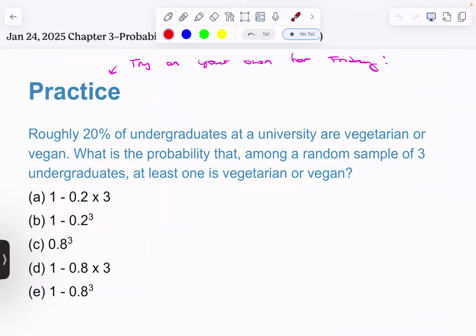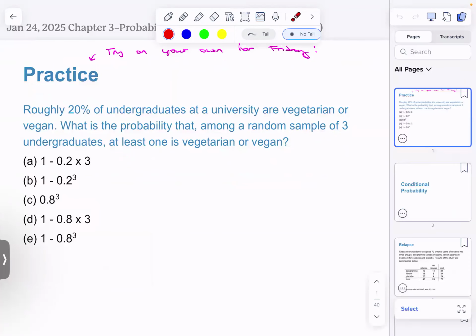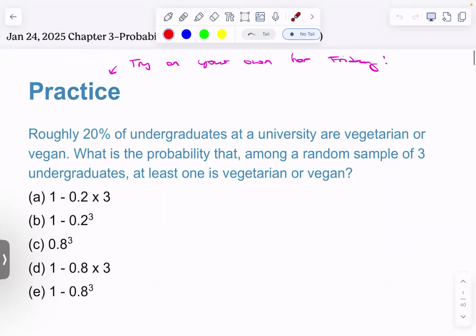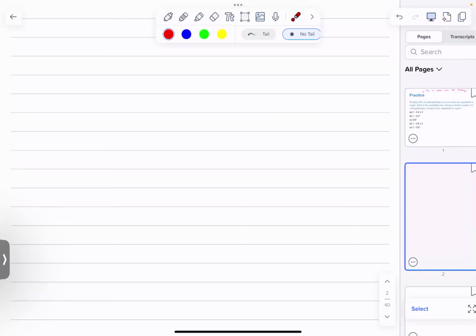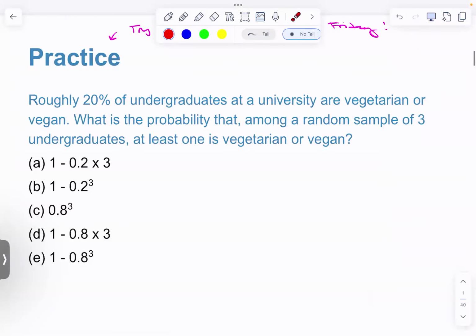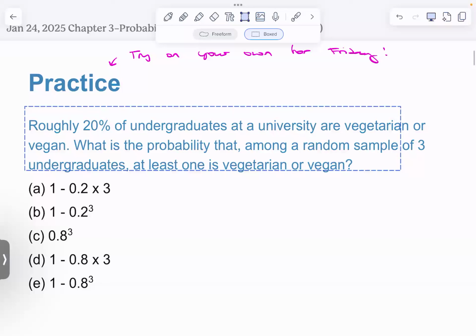Uh-oh. What? Before, I guess I should have, no, we can use this to review here. I'm just going to add a page. Okay. I'm just going to snag this.